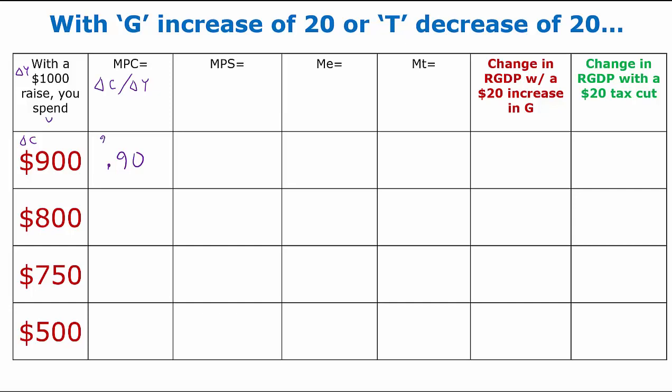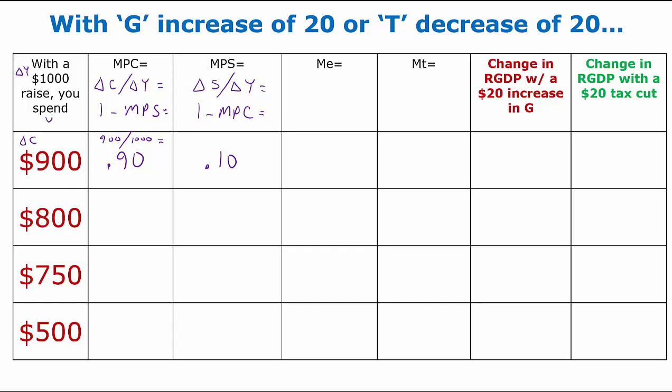So how did we get it? 900 divided by 1,000. And that's how we got it. Now, if we already had the MPS, then we could have gotten this by just subtracting the MPS. Either way. Let's do the MPS now. If you spend 900, then you have 100 left that you can save. One way to calculate that is change in savings divided by change in income. Or, since we already have our MPC, we can just subtract 0.9 from 1. Either way, we get 0.1. That is our MPS.